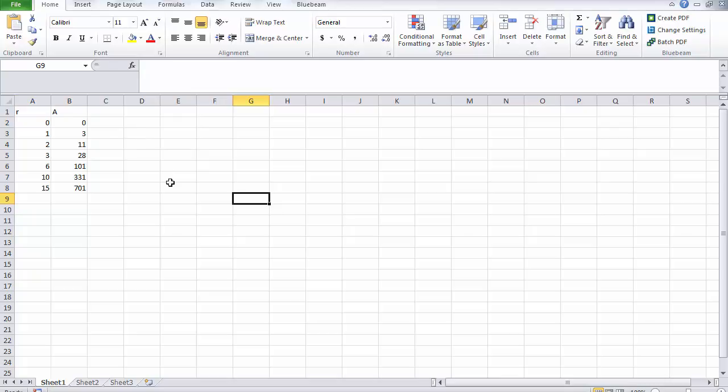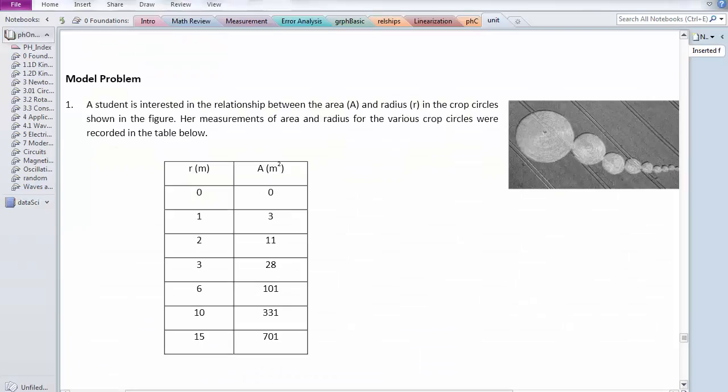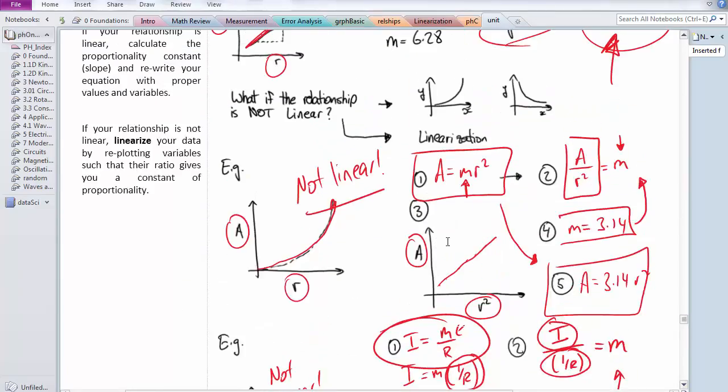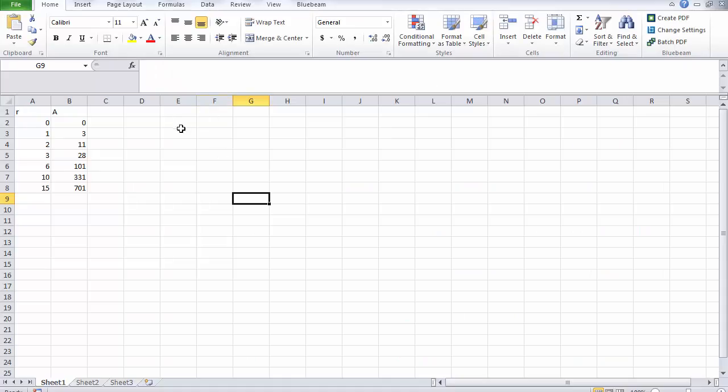Okay, so what we saw already in our notes is we saw that it's a square relationship. Okay, so if it's square, to replot the variables we need A as the Y and R squared as the X. So we can do this really easily in Excel. Okay, so our X variable, we have to take the square of it. So this would be R squared.